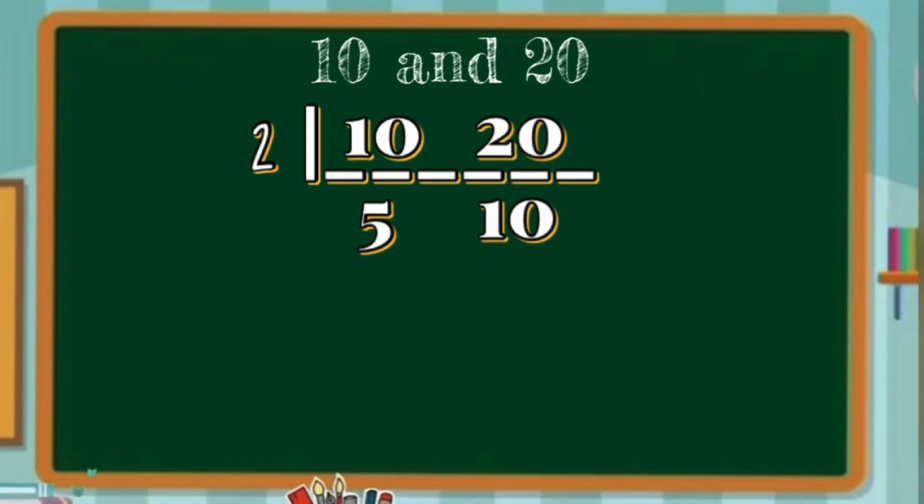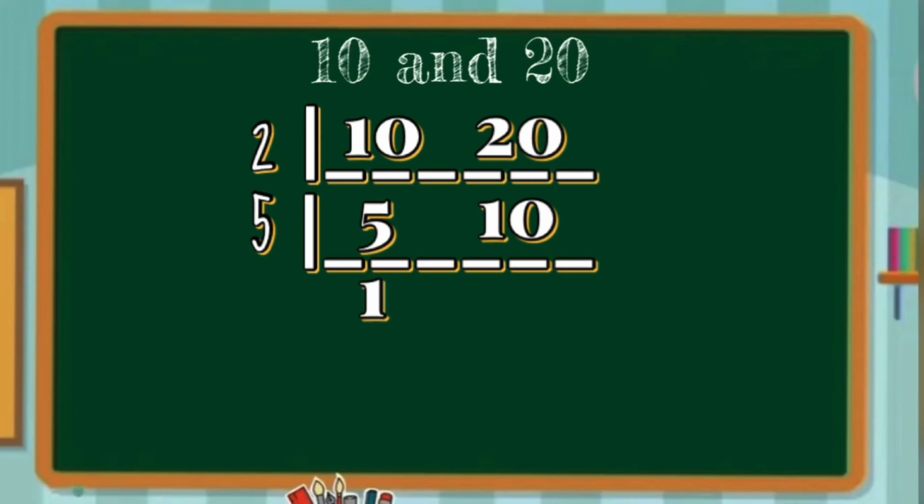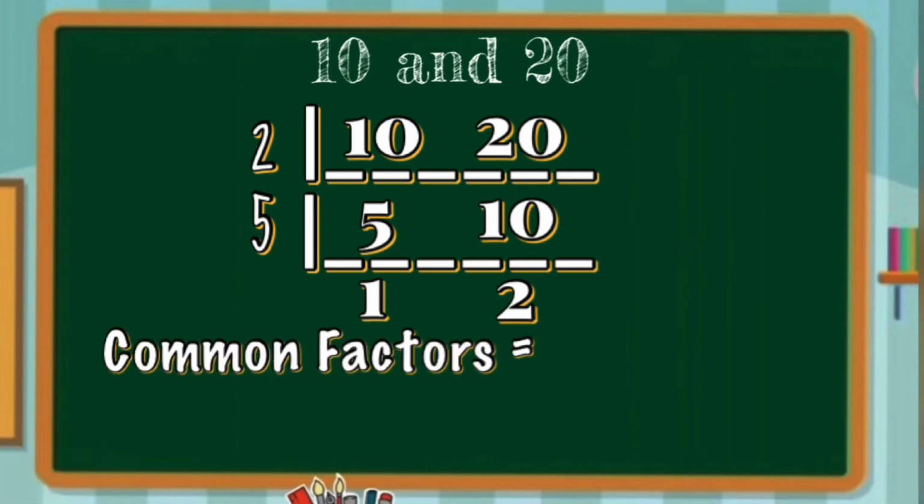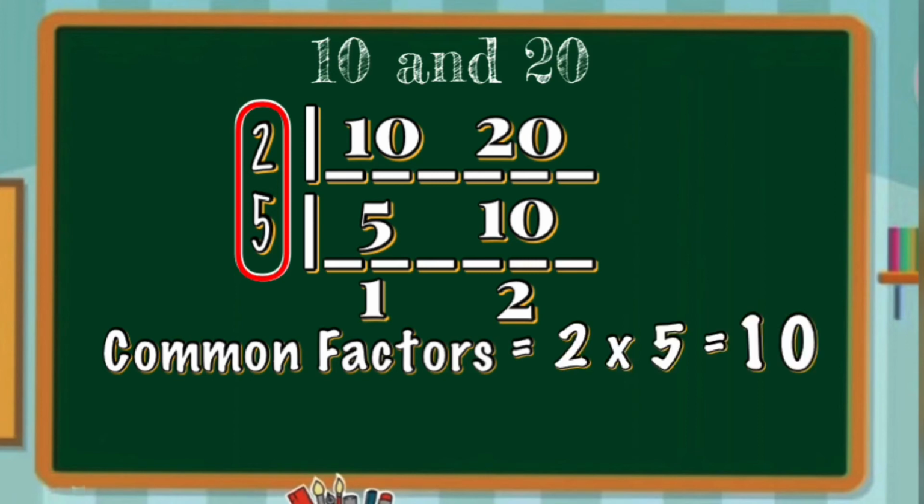Go back to the first step. Divide the two numbers again, and we can divide them by 5. 5 divided by 5 is 1, and 10 divided by 5 is 2. Since we cannot find any number divisible by both numbers, we can now take the common factors, which are 2 times 5, and that is equal to 10. Therefore, the greatest common factor or the GCF of 10 and 20 is 10.